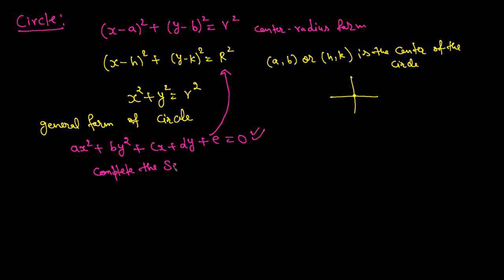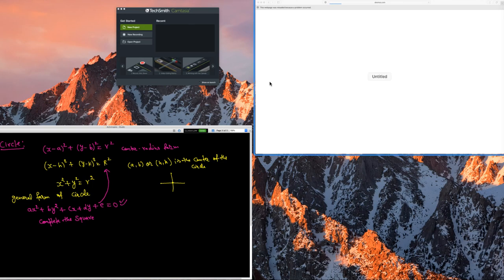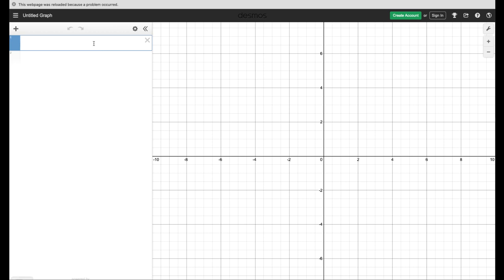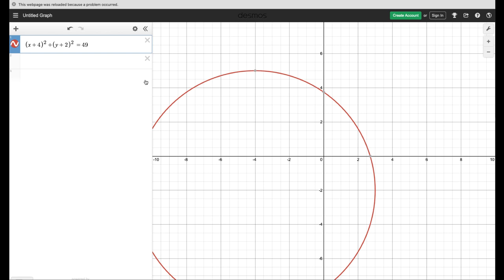Complete the square, and we're gonna use one example here to do that. So before that, let's look at the graph of a circle, if we write the equation in this format, what it will look like. We go back to the Desmos. Okay, so let's say I got (x plus 4) square plus (y plus 2) square equal to, sorry, 49. See, this is our circle over here.